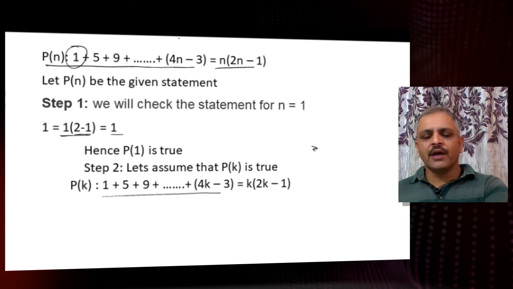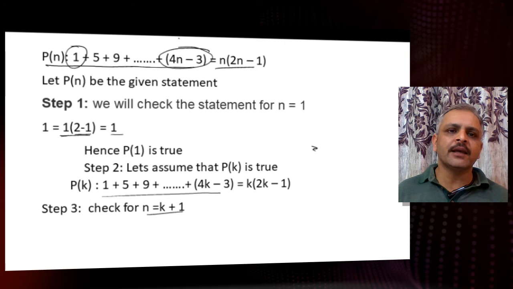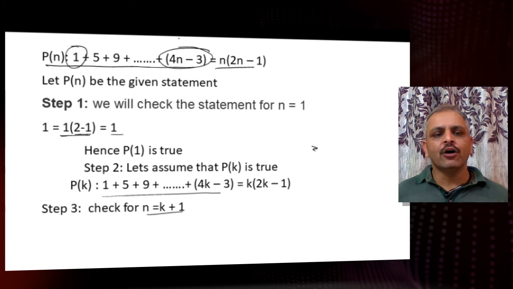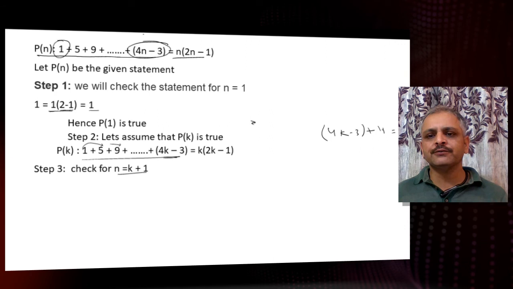Now we will check it for n is equal to k plus 1. To check it for n is equal to k plus 1, I will replace this n with k plus 1. I will extend this series, or by the induction method also we can extend it by observation that 1 plus 5 plus 9, that means every next term is 4 more than the previous term. So you can write 4k minus 3 is my last term here up to k terms. My next term will be plus 4, that is 4k plus 1.